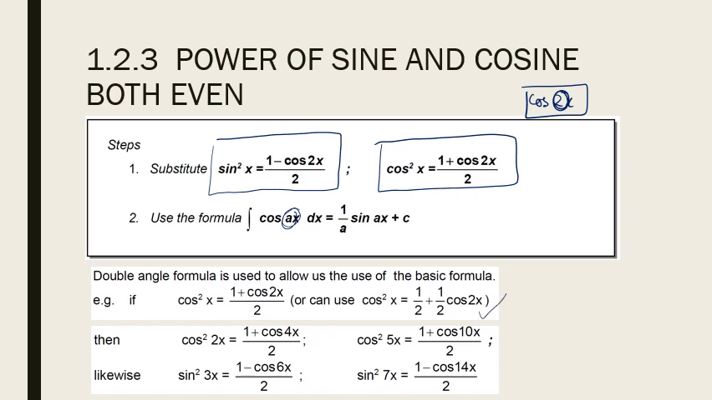Okay, then if we have cos square 2x, look at the 2x, so it becomes 1 plus cos 4x over 2. Earlier the formula had x, now x becomes 2x, so 2x becomes 4x. If 3x, then 6x; 5x, 10x; 7x, 14x. So it is multiplied by 2. Alright.